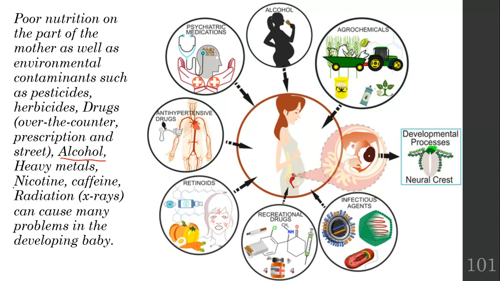Nicotine, that's fat soluble. You take a drag off your cigarette, that nicotine goes into your blood, right into the baby's blood. Caffeine as well. Radiation from x-rays, that sort of thing. So mothers who are pregnant want to avoid as much of these things as possible to try and lessen the impacts on the developing embryo.